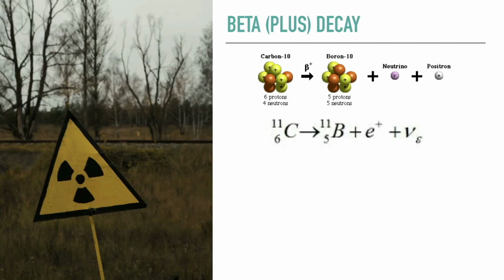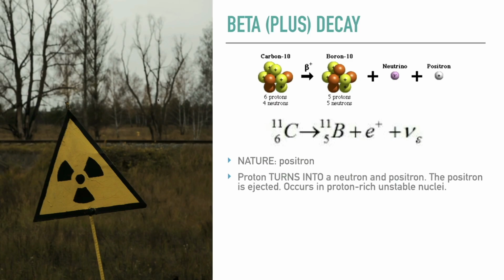Okay, so the next type of beta decay is the beta plus decay. And you'll notice some really huge similarities in this type of decay. Earlier it was an electron and an antineutrino coming out. This time you'll notice it's a positron and a neutrino being ejected. So the total opposites of the ones before. The nature of a beta plus decay is that it's a positron. And in this case, it's a proton that turns into a neutron and a positron. The positron is ejected. And this only occurs in proton-rich unstable nuclei. So if you have an unstable nucleus that's got too many protons, this is the kind of decay that happens.